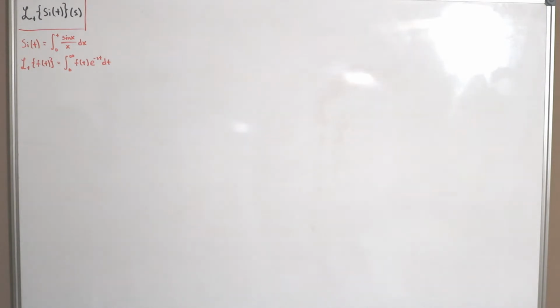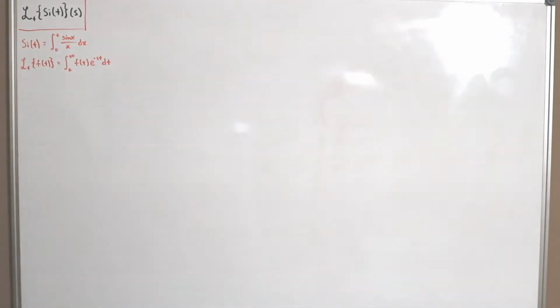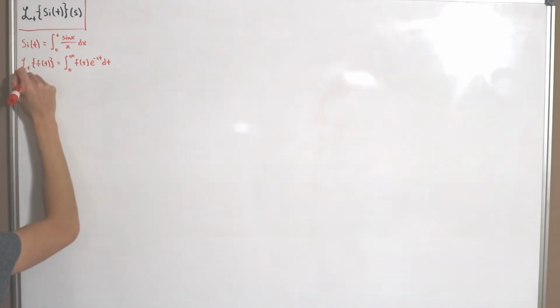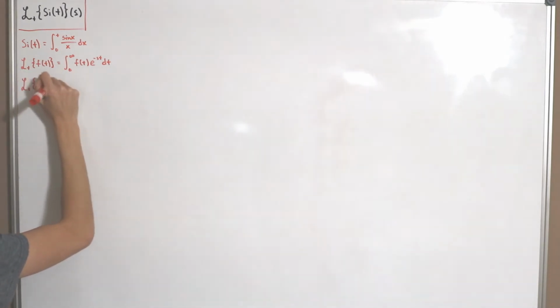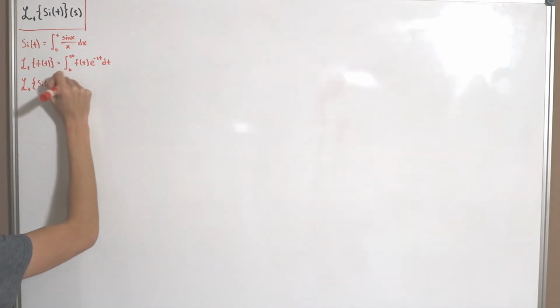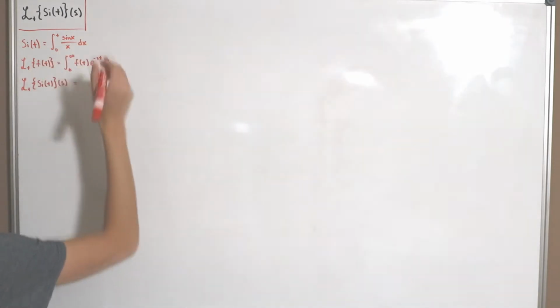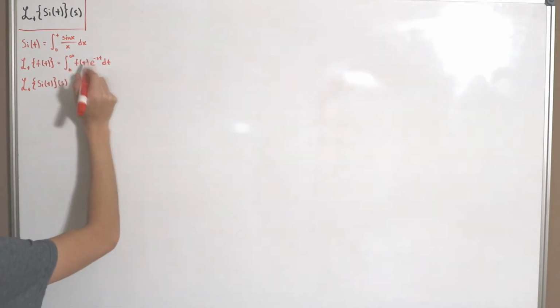So as you can see, we're actually going to have to do integrals here, finding the transform of the sine integral itself. So without further ado, let's do some substitution. Given the Laplace transform of the sine integral of t with variable s, we just use the definition of the Laplace transform and replace the f of t.